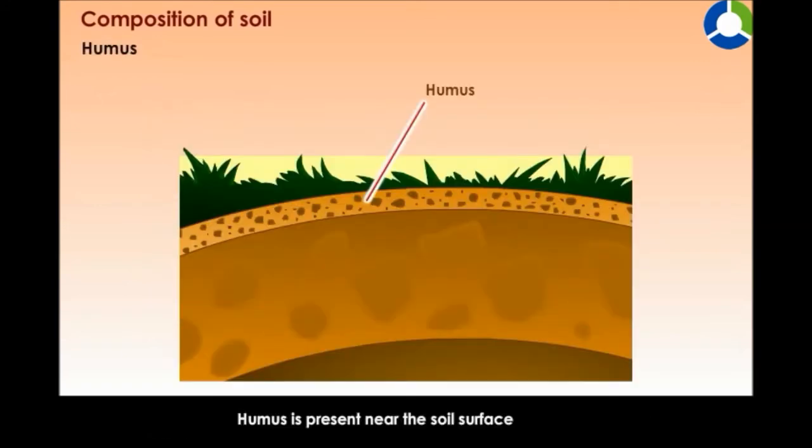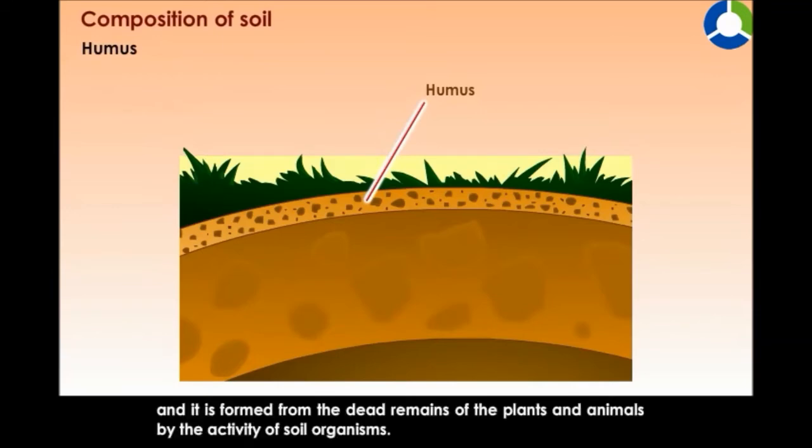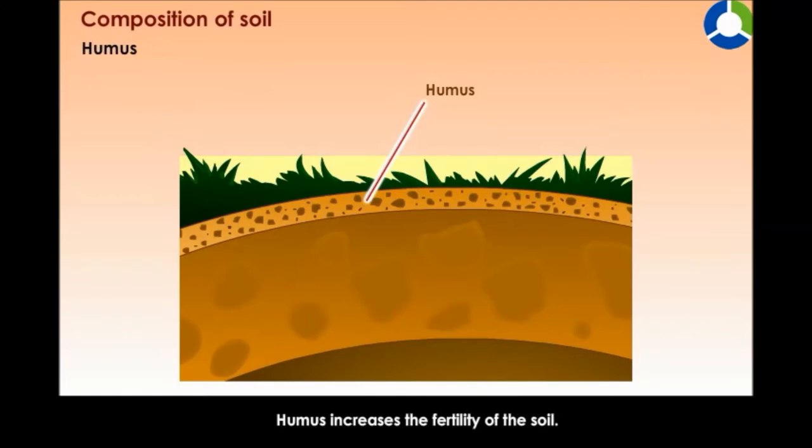Humus. Humus is present near the soil surface and it is formed from the dead remains of plants and animals by the activity of soil organisms. Humus increases the fertility of the soil.